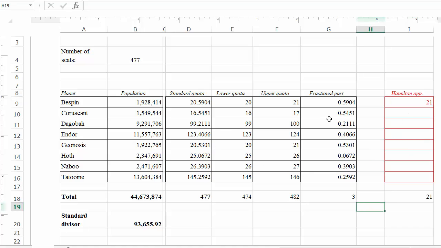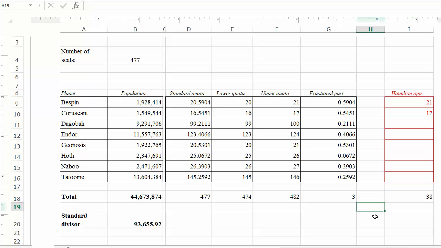And then we go down the line, we say, okay, who's the next largest fractional part? As we look at the possible options, it's Coruscant with 0.5451. So their lower quota was 16, but now they're going to pick up an additional seat as well to go up to 17. And now we have one seat left over, right?